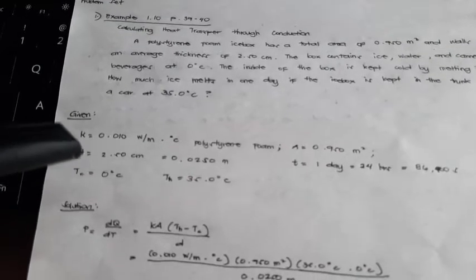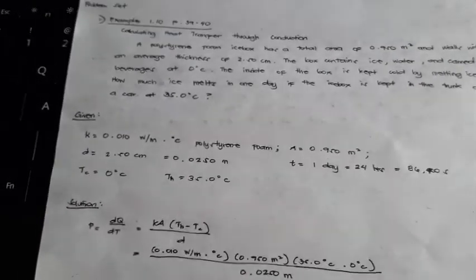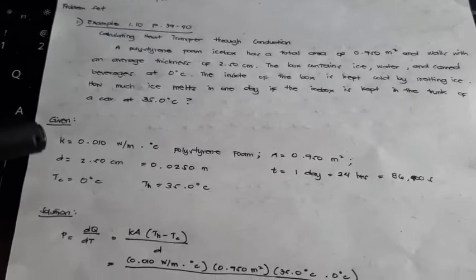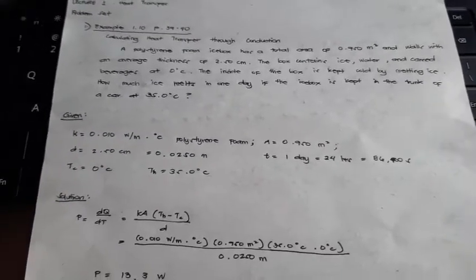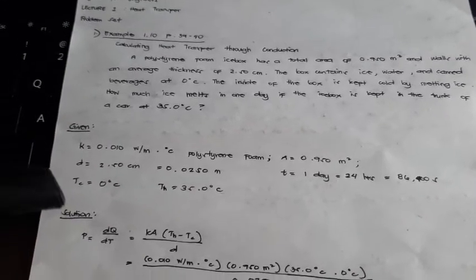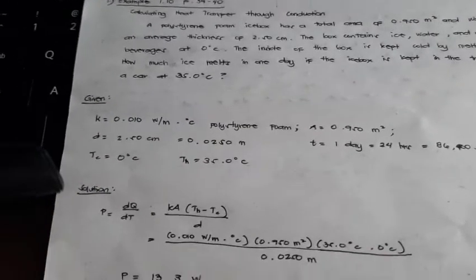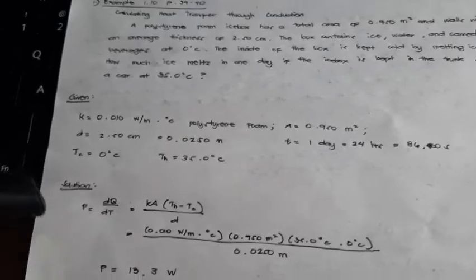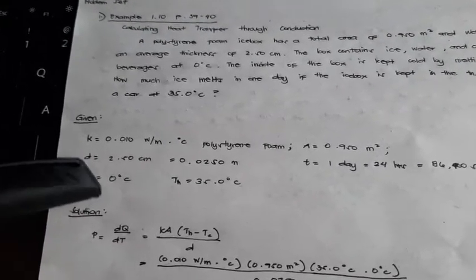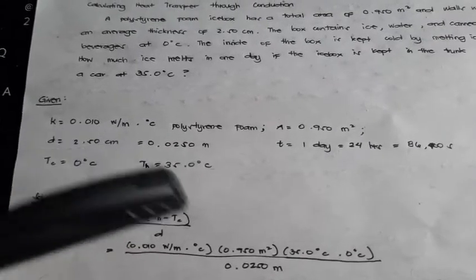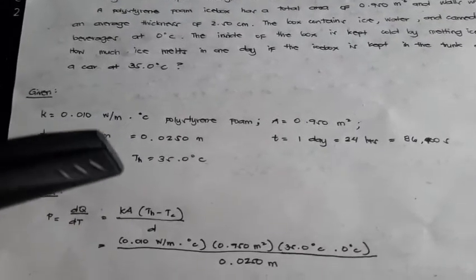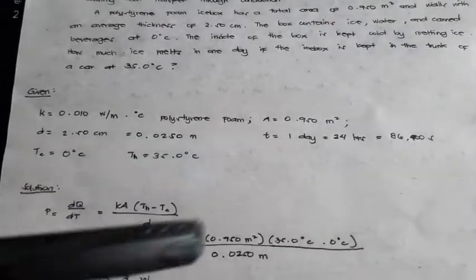So, these are the givens. K, or the thermal conductivity, is equal to 0.010 watt per meter times degrees Celsius. This is for the polystyrene foam. Then the average thickness of the walls is equal to 2.50 centimeters, so we convert it to meters. It will become 0.0250 meter.